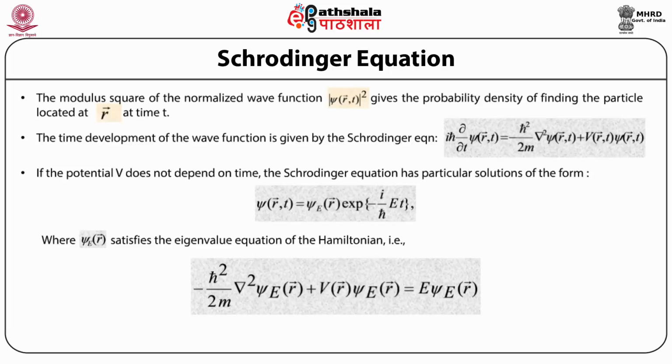where the wave function psi E as a function of position vector r satisfies the eigenvalue equation of the Hamiltonian operator, which mathematically can be represented as minus h cross square by 2m del squared acting on the wave function psi E as a function of position vector r, plus the potential energy V as a function of position vector r times the wave function psi E as a function of position vector r, is equal to the energy eigenvalue E times the wave function psi E as a function of position vector r. This means that if the potential energy term is independent of time, then we can do a separation of variables for the wave function, and the position dependent component of the wave function, represented by psi E as a function of position vector r, completely satisfies the eigenvalue equation of the Hamiltonian.